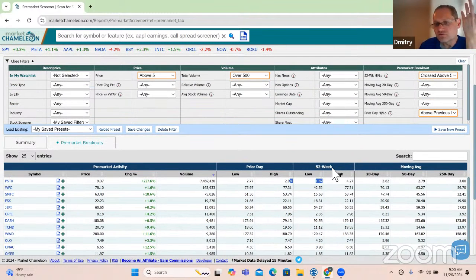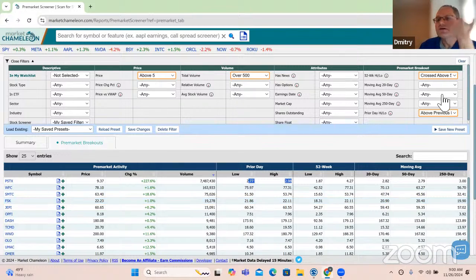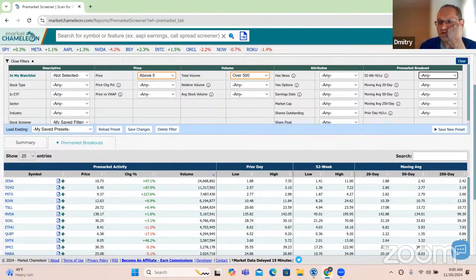And obviously, if it's already above the 52-week high low, it will go above yesterday's range. Let me remove these filters for now. Let's get back to the original, or we could just hit clear.